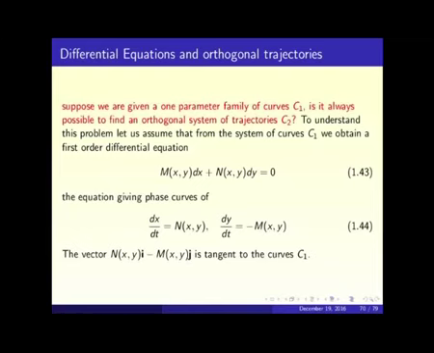Now, I already told you in the last lecture that this differential equation 1.43 is the differential equation for the phase curves of a first order system. What is this first order system whose phase curves are given by 1.43? dx/dt equal to N, dy/dt equals minus M. The vector N(x,y)i minus M(x,y)j is tangent to the curves C1.